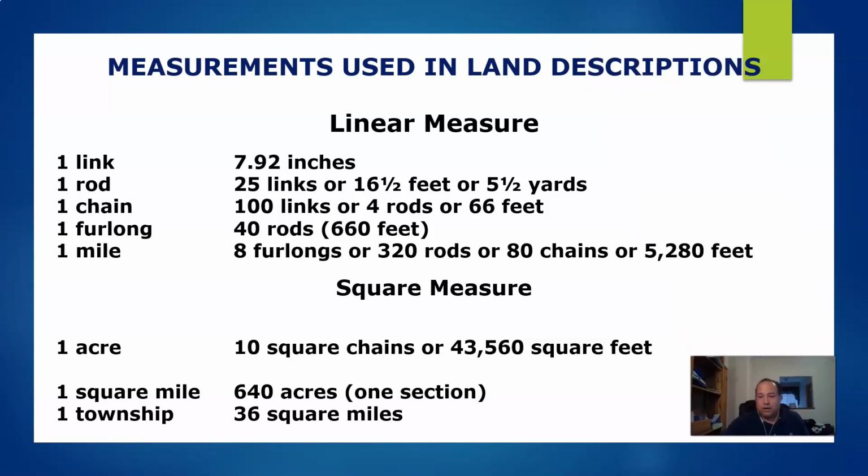Here are some other numbers to get comfortable with. Not all of these are important because some of these terms aren't really used that often, like lengths, rods, and furlongs. But one chain, 66 feet, is very important to know in forestry. 1 acre is 10 square chains or 43,560 square feet. 1 square mile is 640 acres. 1 mile is 80 chains or 5,280 feet. Those are all pretty important, and you should definitely memorize them.